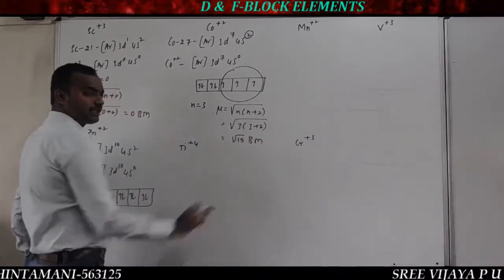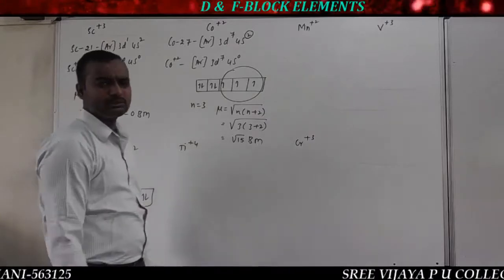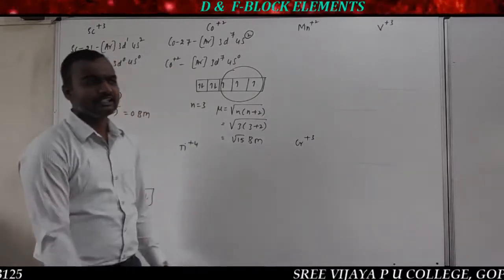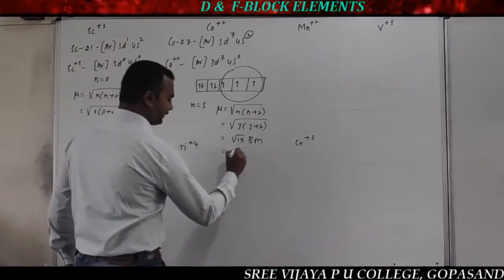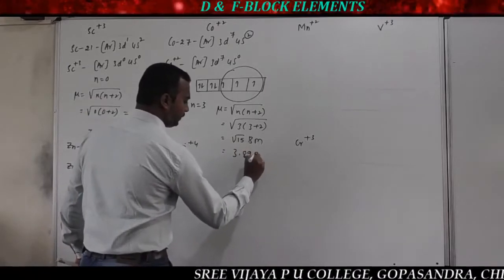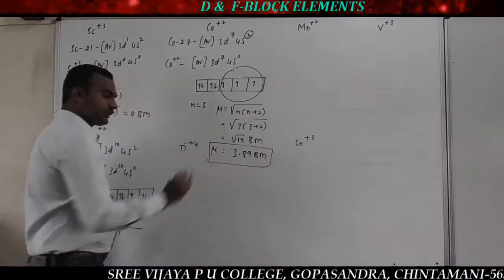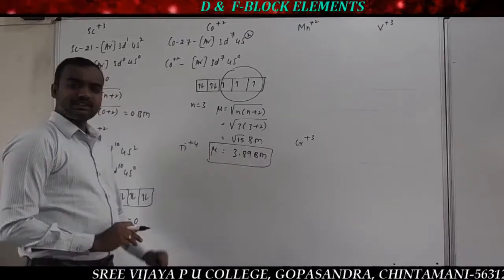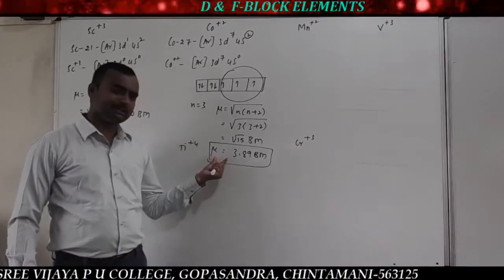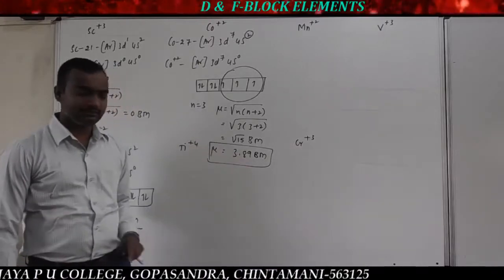Simplify it: root 15 is nothing but 3.8 something, 3.89 Bohr magneton. That is the mu value. So this is not considered diamagnetic. Definitely this is considered paramagnetic because it has a magnetic moment value. So that is 3.8 Bohr magneton.